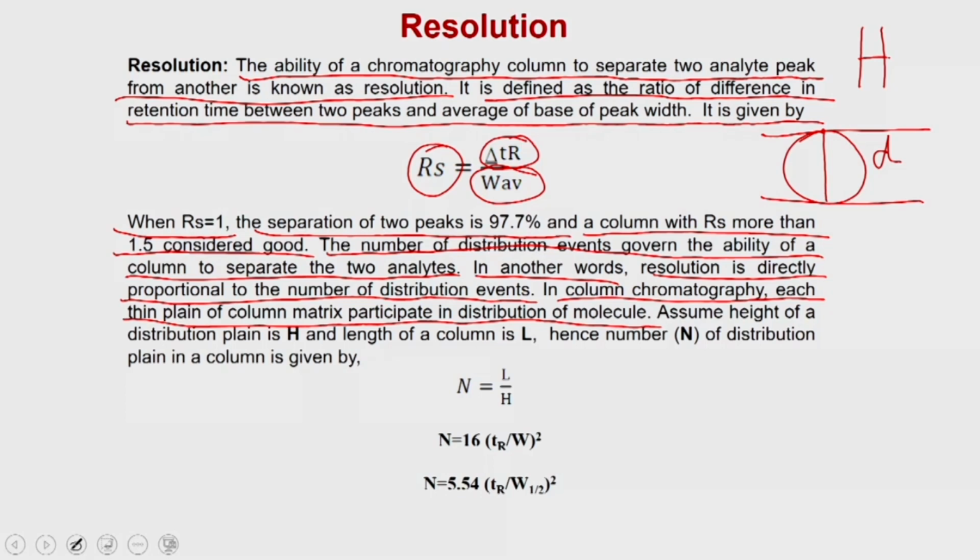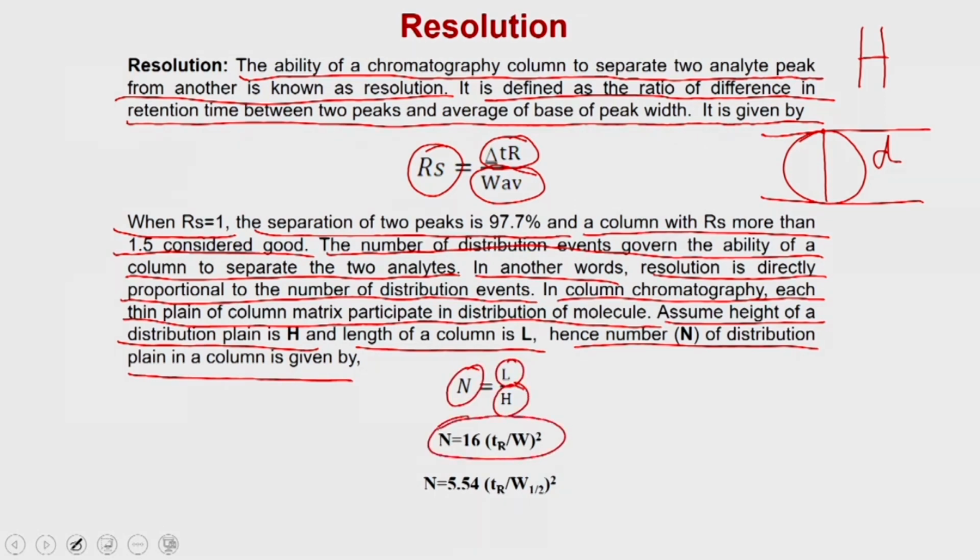So, you can imagine that if the height of a distribution plane is h, which means the diameter of these beads, and the length of a column is L, the number of distribution planes in a column is given by n equal to L by h. If you solve this, you get n equal to 16 (TR by W) whole square, or n equal to 5.54 (TR by W half) whole square, which means that n is going to control the resolution.